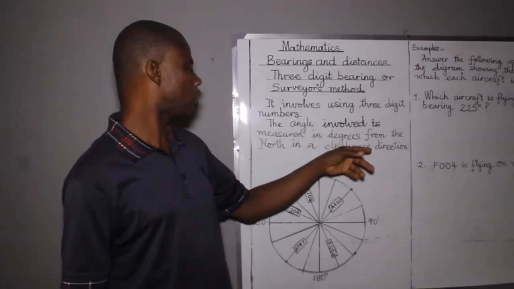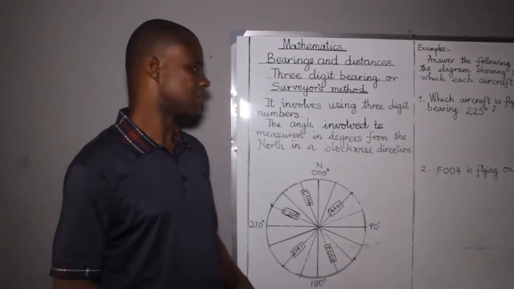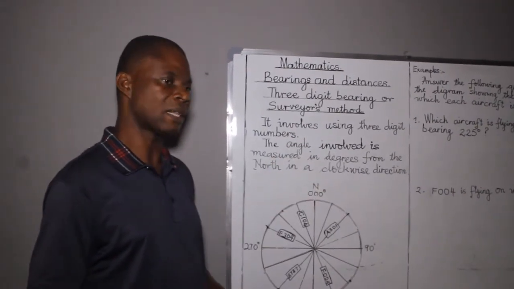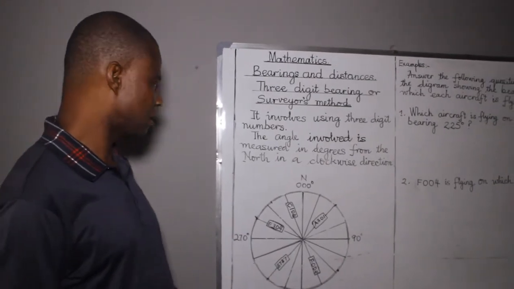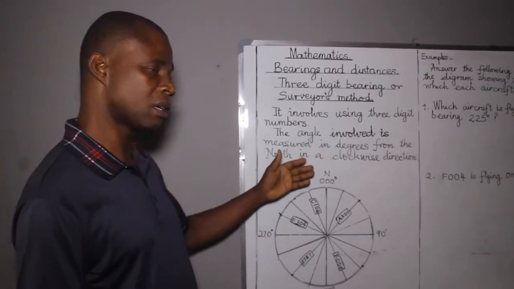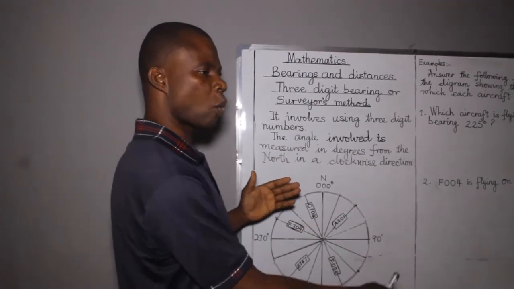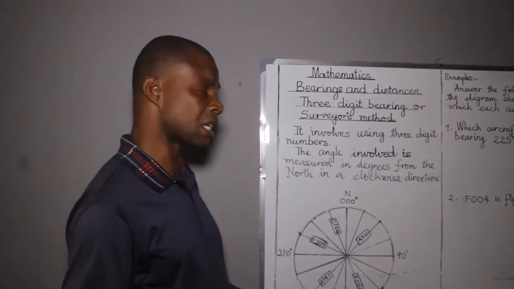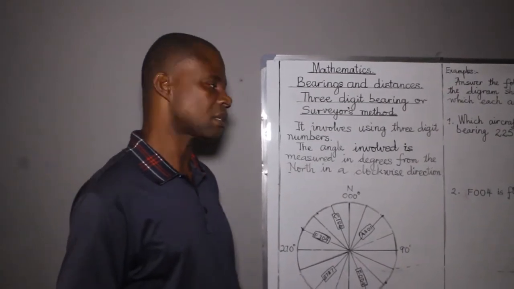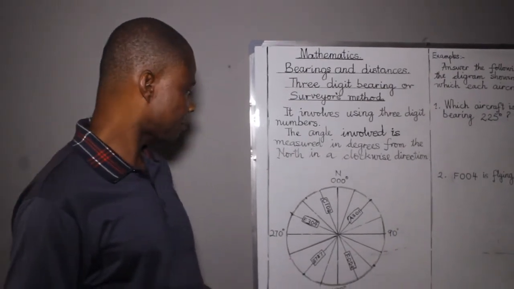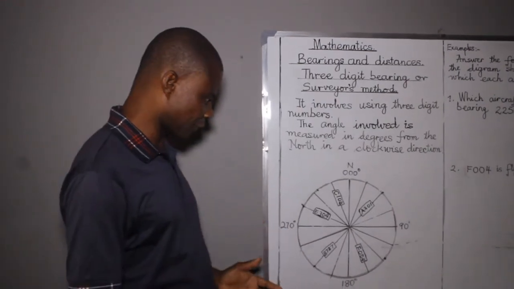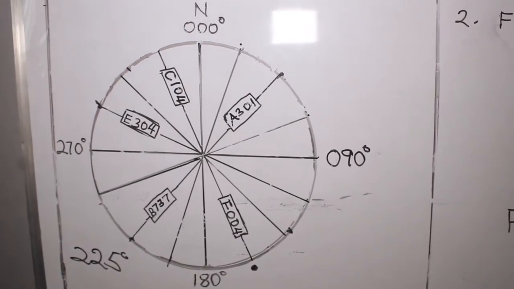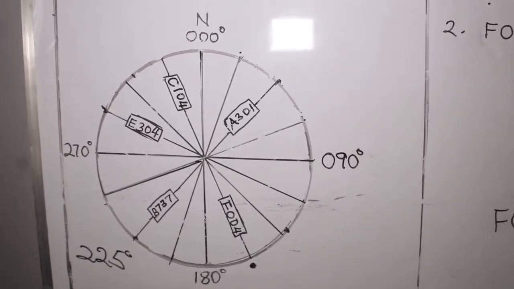The angle involved is measured in degrees from the north in a clockwise direction. That is, the reference point being always the north, we go in a clockwise direction. That's how angles are measured under the Surveyors method, or the 3-digit bearing. Let's take a look at this. For instance, this indicates a question which we're going to solve.